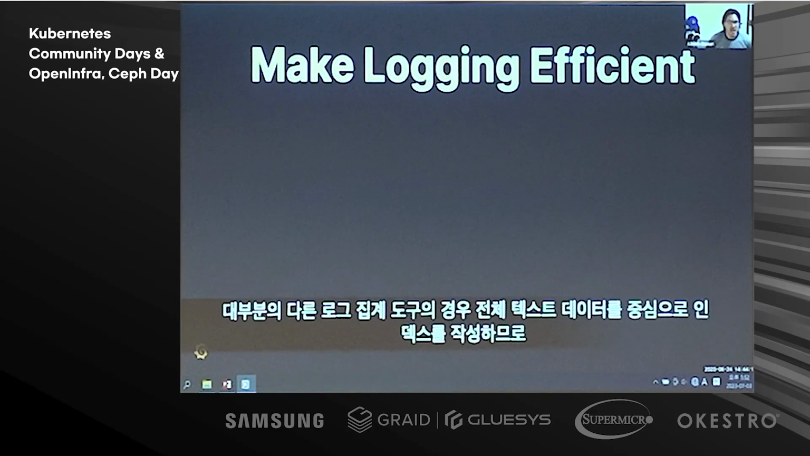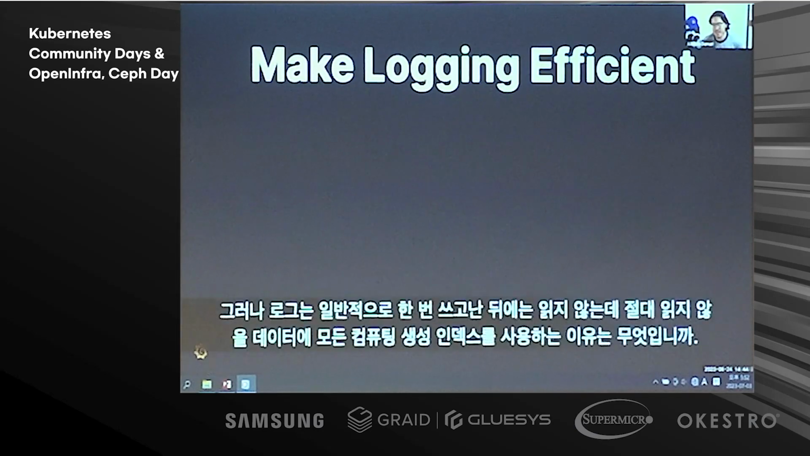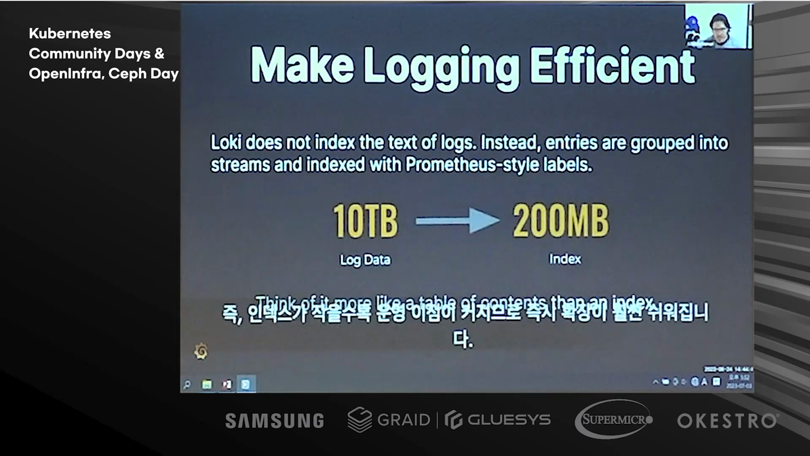Most other log aggregation tools build indexes around the full text data, which is great for optimizations if you plan on reading back most of the data. But logs are normally write once and read never, so why spend all the compute generating indexes for data that you'll never read? The fundamental difference from other solutions is that Loki doesn't index the log content. It only indexes the metadata. This means it's much easier to scale out of the box. Having such a small index gives us some huge operational advantages.